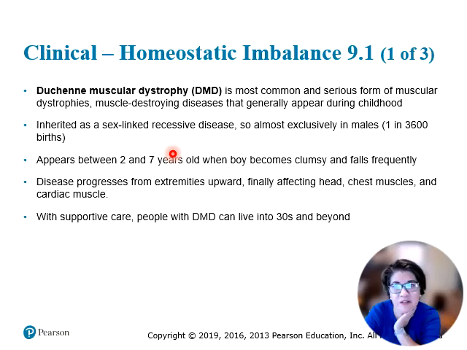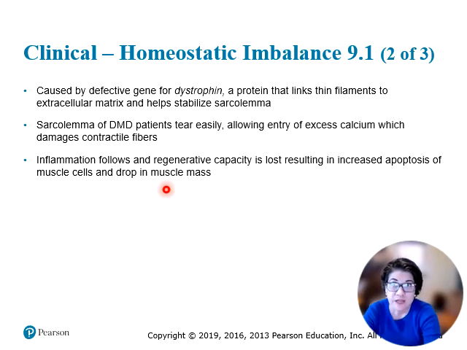It appears between ages 2 and 7. Kids are falling often. If you have good care, you can live past your 30s. It is caused by a defective dystrophin gene. So the protein that links the thin filaments to the extracellular matrix and the sarcolemma is dysfunctional. Your thin filaments are not anchored correctly. It allows excess calcium, and your muscles tear easily. So the muscle contraction mechanism doesn't work right.